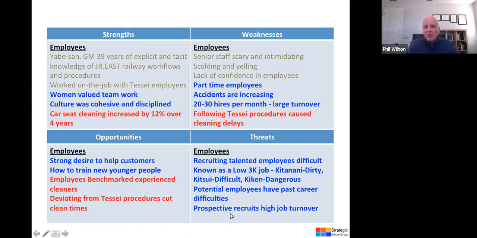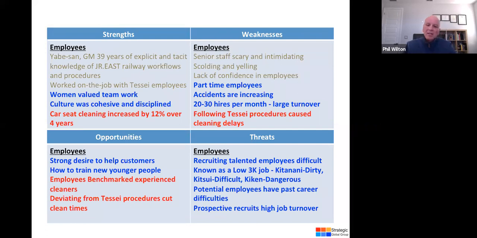So let's have a look at the threat side down here first, in the bottom right. Here we have recruiting talented employees was difficult. Why was it difficult? Because it's known as a low 3K job. A 3K job, so in Japanese, that's, you can practice the Japanese, I'm not going to do that. It means it's dirty, difficult, and dangerous.